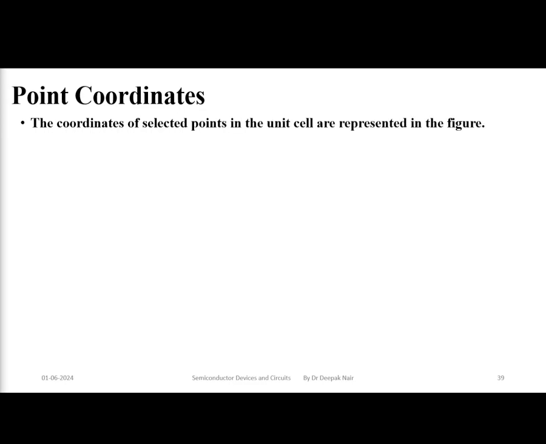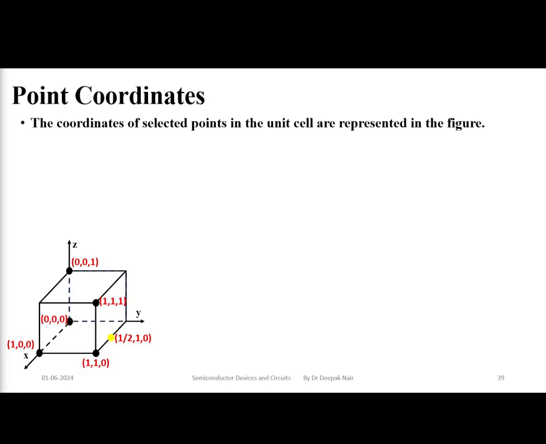The coordinates of a selected point in the unit cell are represented by point coordinates. Let us go through the point coordinates. So here we have the point. These are the different points where we can put some coordinates around it. So here this is the yellow point. I think it is visible, yellow, this area.